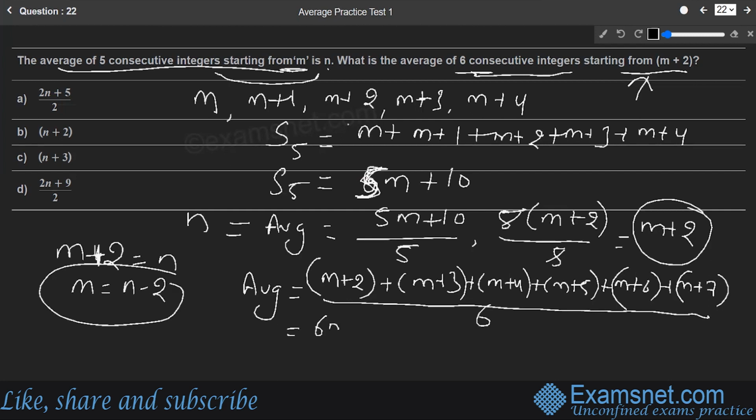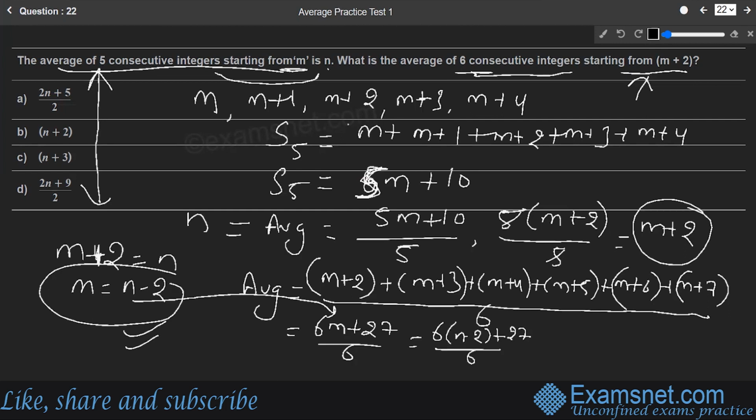This total comes out to be 6m plus 27 divided by 6. That is the average of the 6 consecutive numbers. Here we can replace m with n, because all the options are given in the form of n. So we have to convert this m into n, and the conclusion we have is m equals n minus 2. If we do this, 6 into n minus 2 plus 27, divided by 6. If we solve this further, this gives us 6n plus 15 divided by 6, which, if we take 3 as common, we can get to 2n plus 5 divided by 2. So this is the resulting average of the 6 consecutive numbers in terms of n.